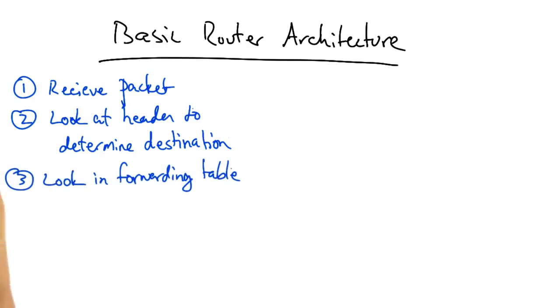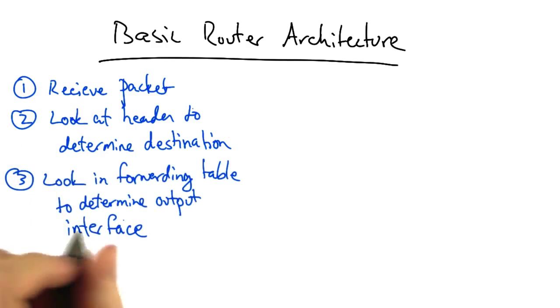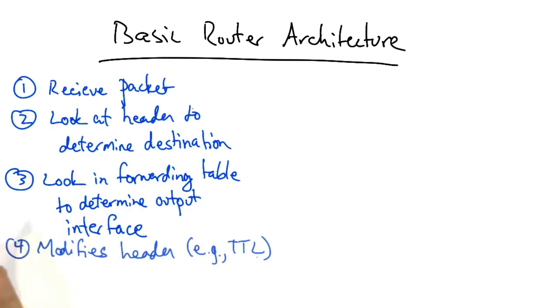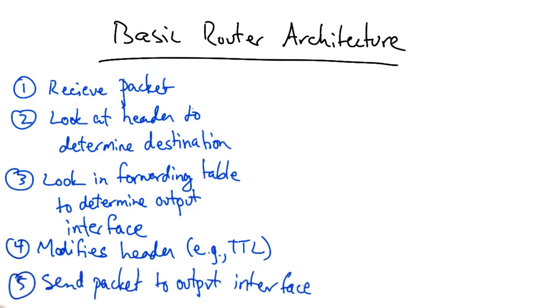It looks in the forwarding table to determine the appropriate output interface for the packet. It modifies the packet header, such as decrementing the time to live field and updating the IP header checksum appropriately. And finally, it sends the packet to the appropriate output interface.